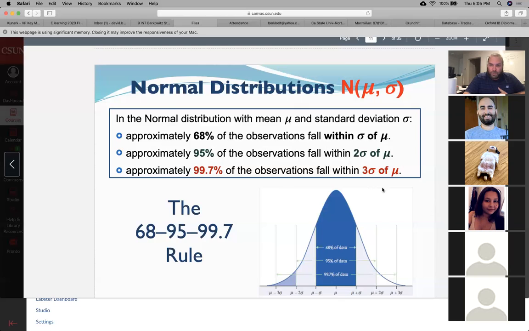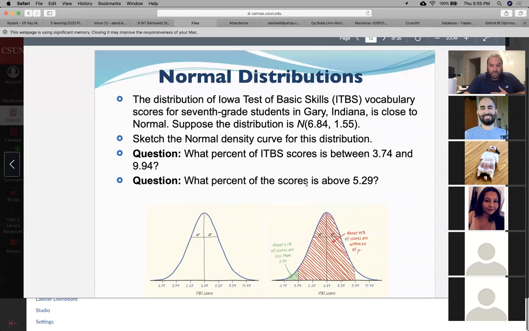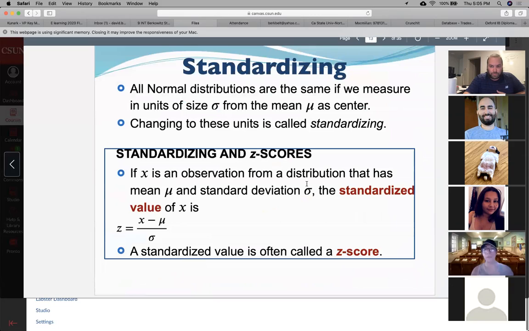Yeah. Hopefully everyone's back. It is 5:05. So we just did the 68, 95, 99.7 rule. And we did a number of examples. We also talked about standardizing, which is an extremely important way of comparing two different normal curves by converting them both to a normal whose mean is 0 and whose standard deviation is 1.